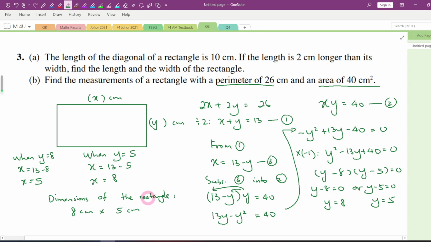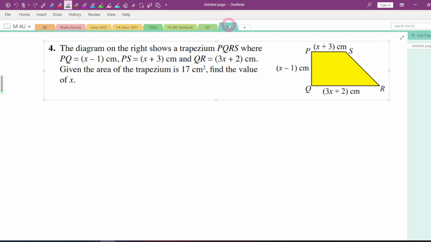Okay, now let's go to question number 4. The diagram on the right shows the trapezium PQRS, where PQ is equal to x minus 1. So this is a perpendicular height, and PS is equal to x plus 3 centimeters, QR is equal to 3x plus 2 centimeters. Given the area of the trapezium is 17 square centimeters, find the value of x. So, how do we get the area of a trapezium?